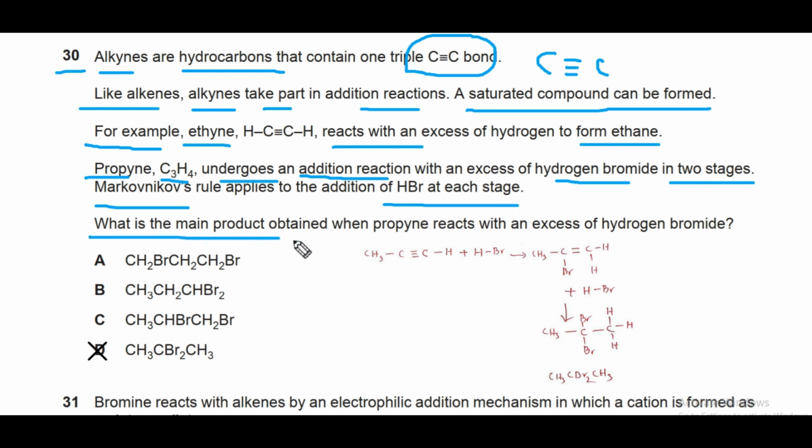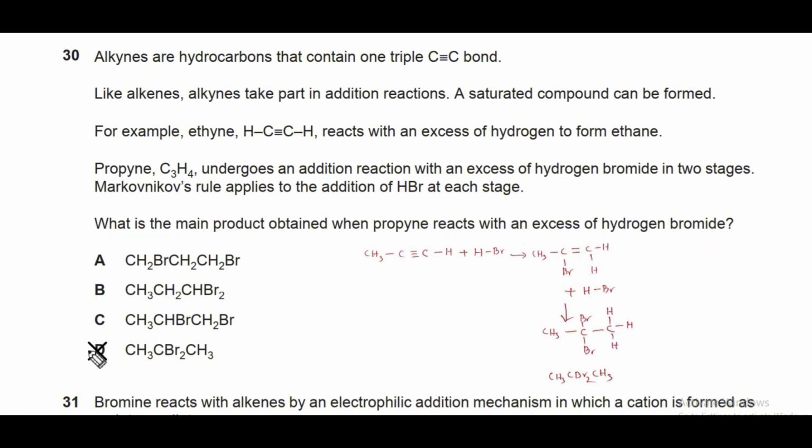What is the main product obtained when propyne reacts with an excess of hydrogen bromide? So your answer will be D, 2,2-dibromopropane. 1, 2, 3. Number 2 carbon contains 2 bromine atoms. So 2,2-dibromopropane will be the main product, the major product.